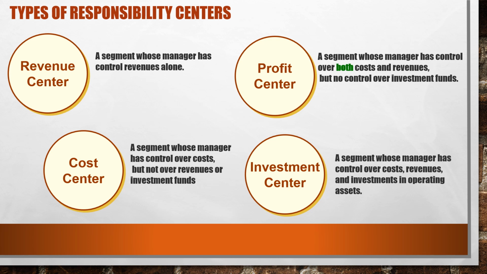So these are the common types. We have the revenue center. A revenue center is a segment whose manager has control over revenues alone. Cost center, at the opposite end, the manager has control over the costs alone, not over revenues or anything. Profit center, third, is a segment whose manager has control over both the costs and revenues, but no control over investment funds. And fourth, we have the investment center, a segment whose manager has control over costs, revenues, and investments in operating assets.